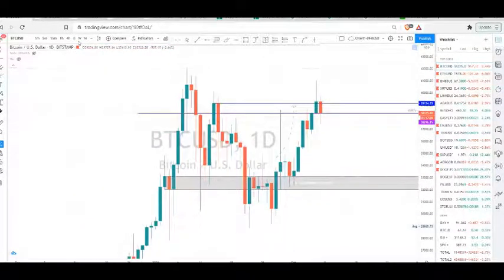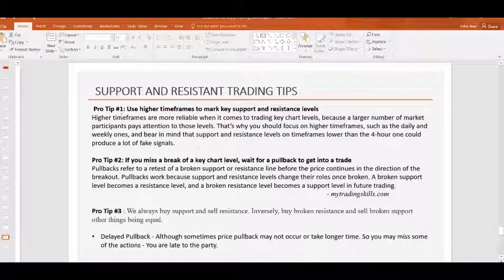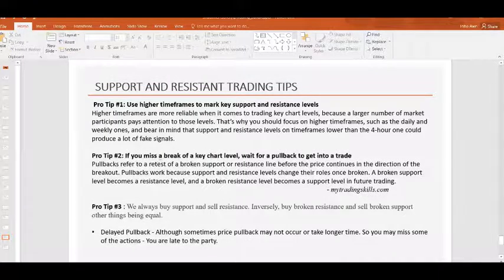So even if you are trading lower time frame, try to draw your levels on higher time frame, because those higher time frames are more powerful than the lower time frame. So you should focus on high time frame. That's one tip. Another tip is if you miss a break of a key level, wait for a pullback. Remember I told us what a pullback is. A pullback is just like a retest. So if you miss the trade of a level, you can wait for a pullback to get into the trade again. Pullback refers to a retest of a broken support or resistance line before the price continues in that direction.